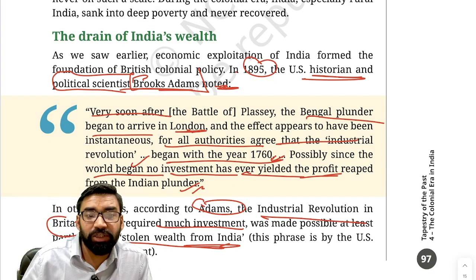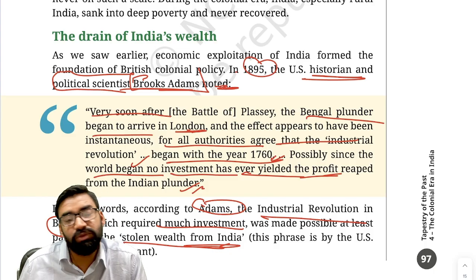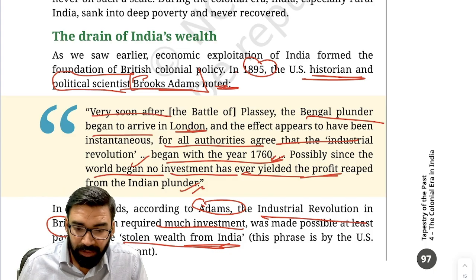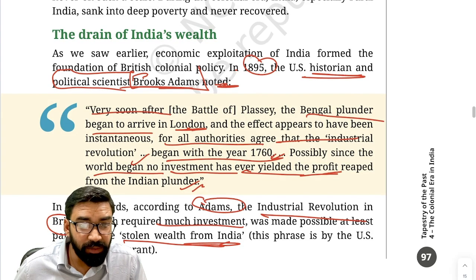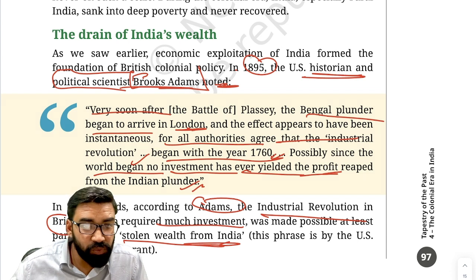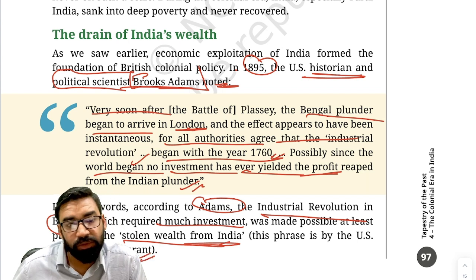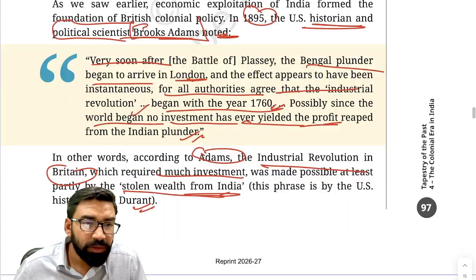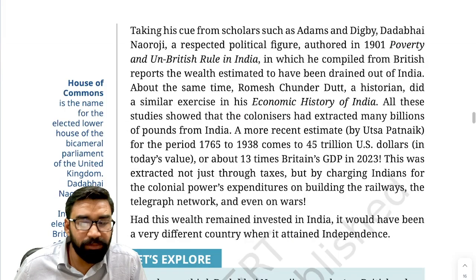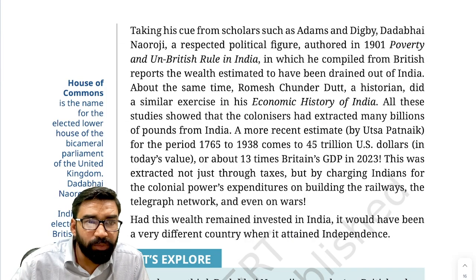ब्रिटेन का इंडस्ट्रियल रेवोल्यूशन कैसे बना है? इंडिया से जो वेल्थ इन्होंने प्लंडर किया. Clear, that is something which is very important. And this phrase is used by the US historian William Durant also. Clear? Okay. Now, apart from this, there are various documents regarding the wealth drain.